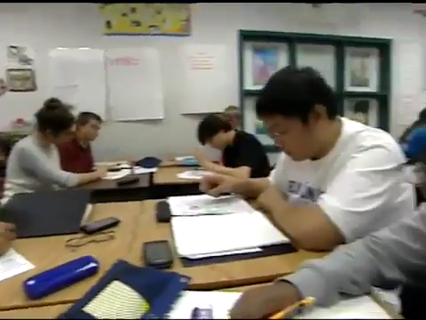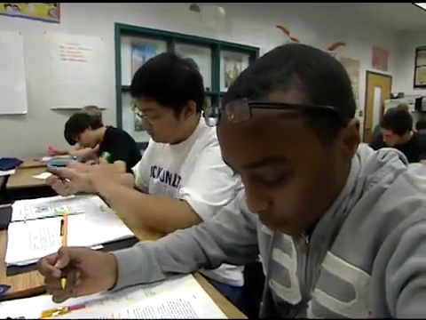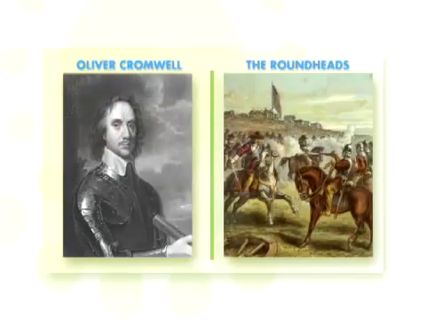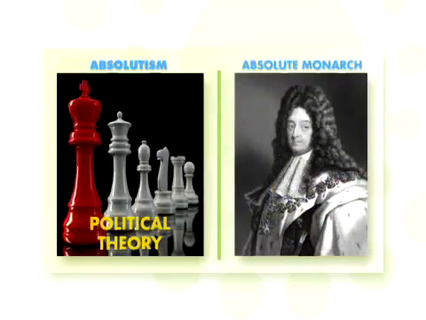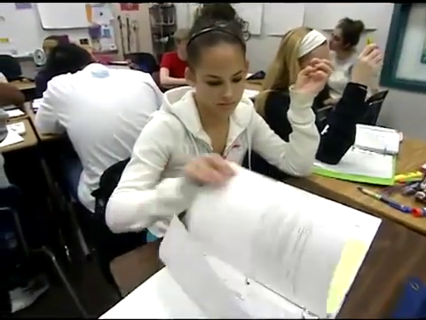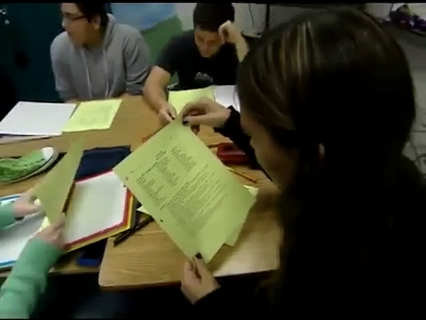And third, Keating and Sebring group key words so students can interact with vocabulary. They cluster words and terms into categories and explain their reasoning behind it. For example, students should know the difference between Oliver Cromwell and the Roundheads, and the difference between absolutism and an absolute monarch.